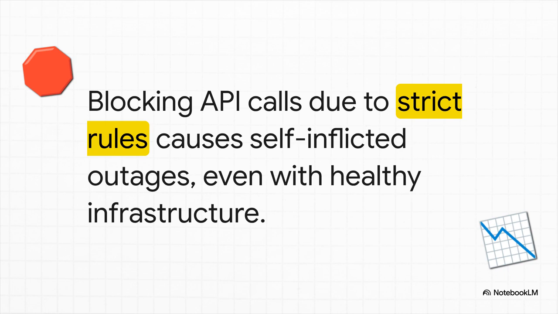Here is a scenario that brilliantly illustrates why this matters so much. Imagine your security system blocks API calls because of an overly strict, rigid rule. The underlying infrastructure is perfectly healthy. The servers are humming along. But because the API access is blocked, the application is effectively dead in the water. So, an overly rigid security rule has literally just created a self-inflicted outage.